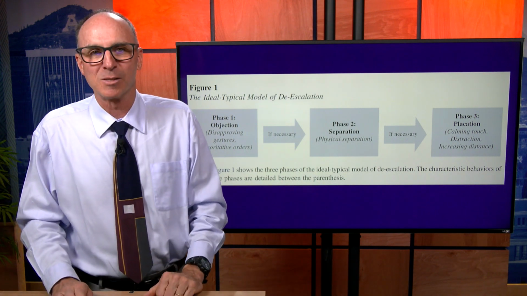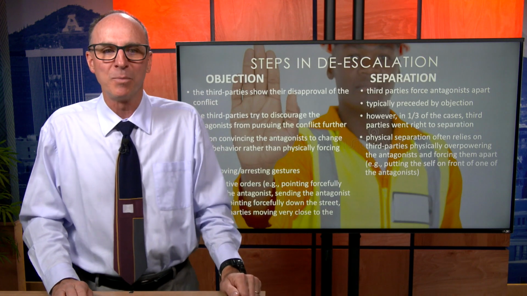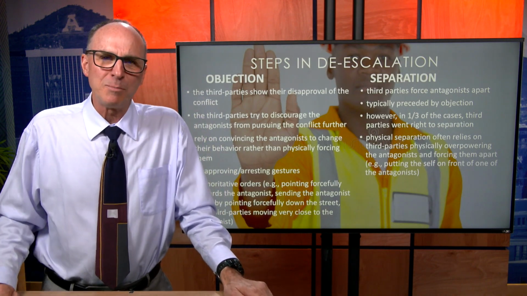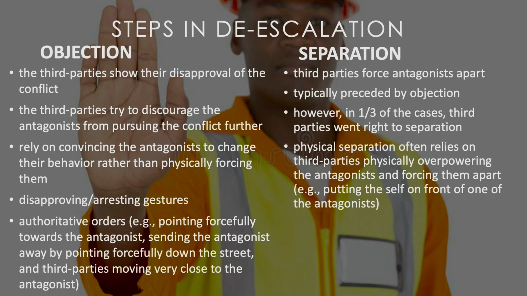Let's unpack these in some more detail and see what they're talking about here. First, objection. Obviously, the most low-level intervention in a third-party conflict is objection, showing your disapproval. Hey, you two, come on, settle down now, that kind of thing. Third parties try to discourage the antagonist from pursuing the conflict further, try to get them to change their behavior rather than physically forcing them.